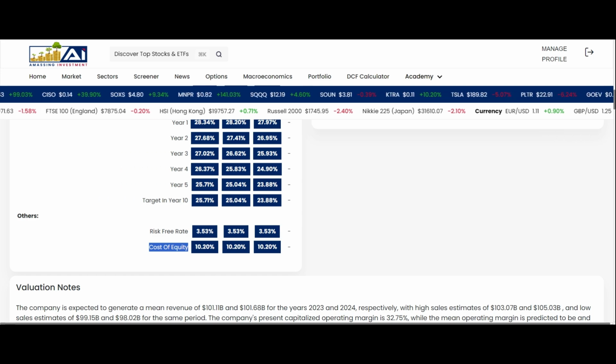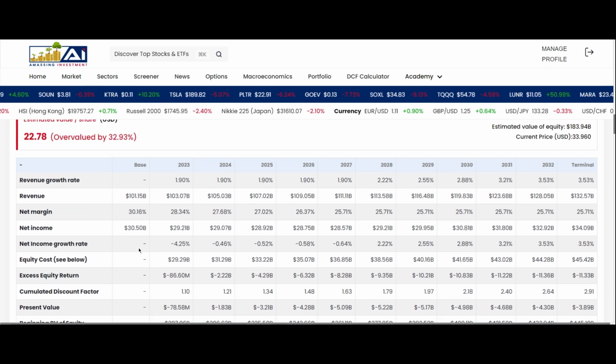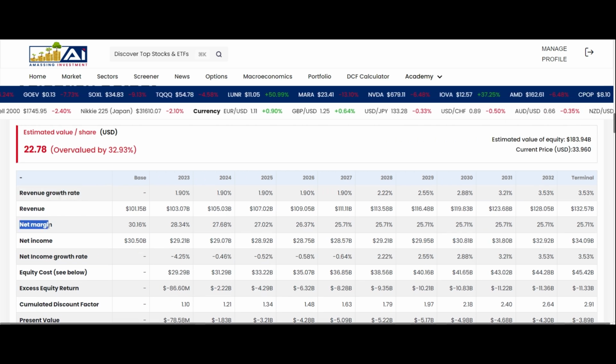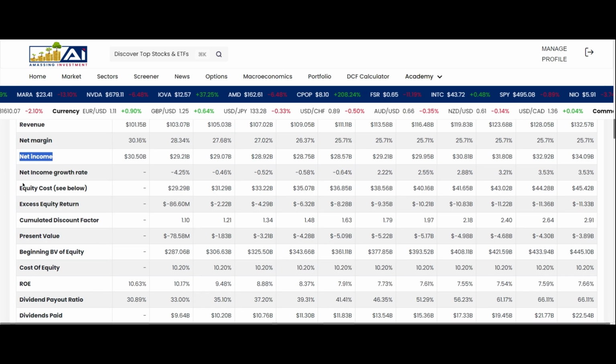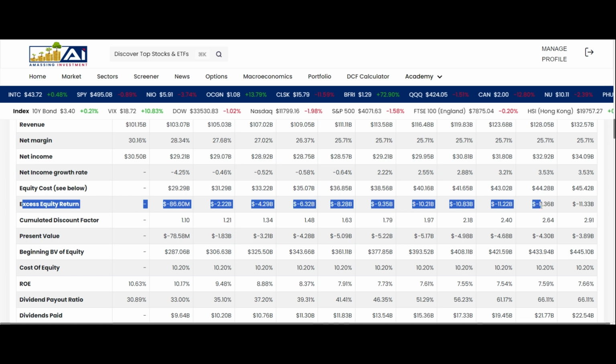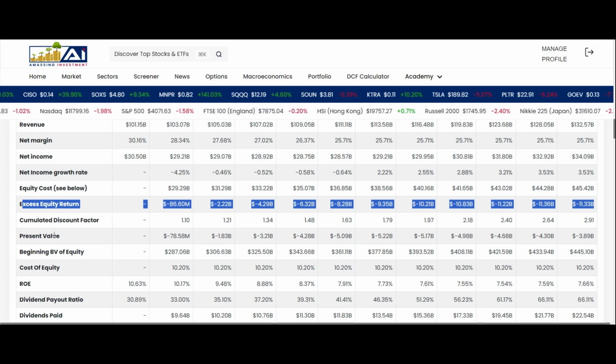Moving on to the valuation output table, it begins with the revenue growth rate and its corresponding revenue, followed by net margin and its resulting net income. Next, we calculate equity cost from the cost of equity. By subtracting equity cost from net income, we arrive at our excess equity return, the cornerstone of the excess return model, ERM. This excess equity return is discounted to its present value using the cost of equity.